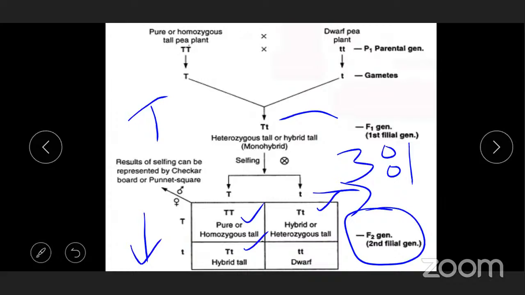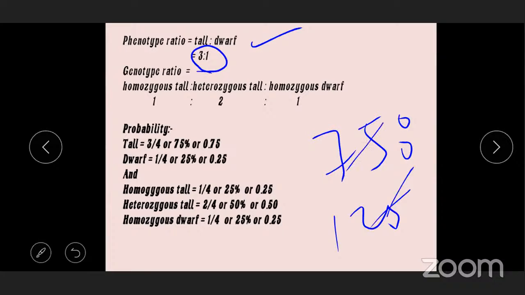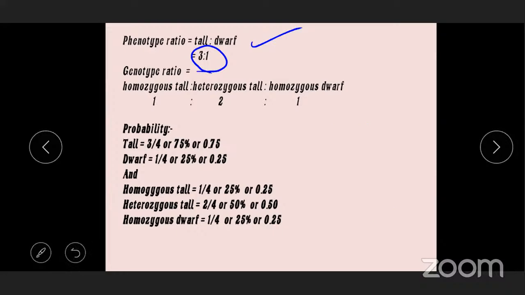75% is tall. Remaining 25% dwarf. Small t is dwarf. 75 is to 25, that is equal to 3 is to 1. Nothing but 75 is to 25, nothing but 3 is to 1. Nothing but the final ratio is 3 is to 1. Our phenotype ratio in a monohybrid cross is 3 is to 1.